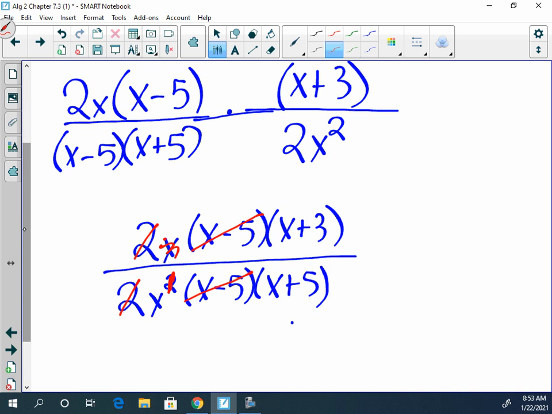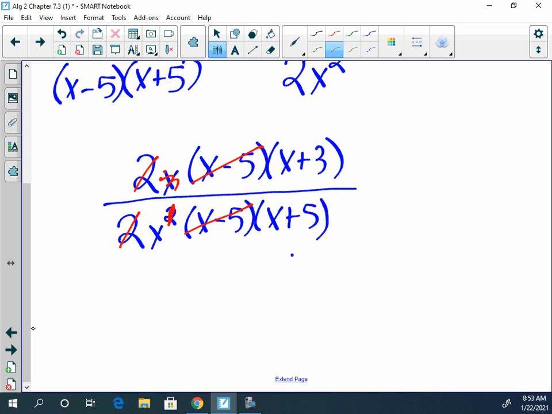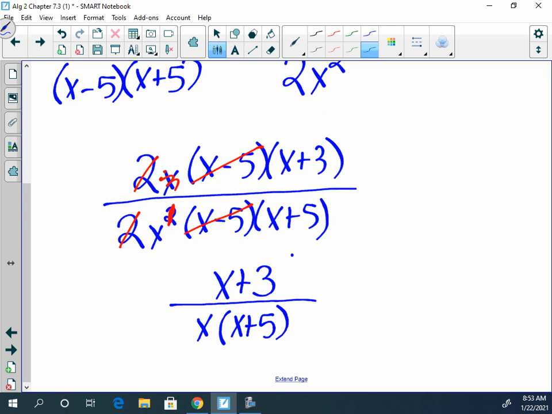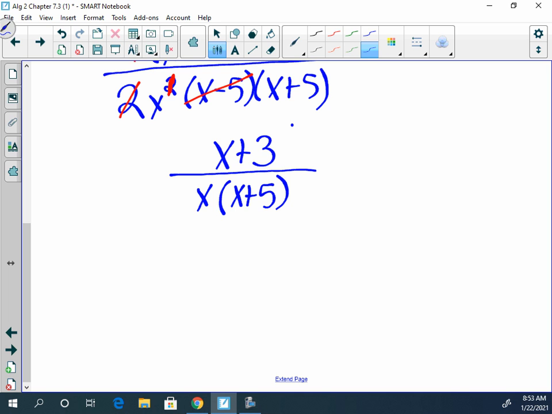So let's see what we have left after doing that. So 2's are gone, x's are gone on top. The only thing left on top is, well, hey, we do have stuff left on bottom this time, don't we? The last ones we didn't. So I would have x, and what else? X plus 5. Okay.